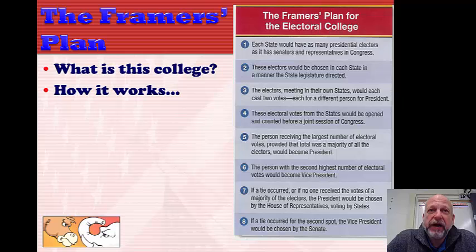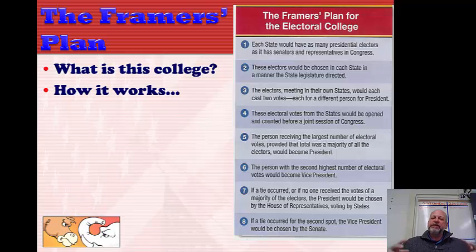So here in Virginia, we have 11 representatives plus 2 senators, and that gives us 13 electoral college members. California has 53 representatives and 2 senators. That gives them 55 people in the Electoral College. Wyoming has 1 representative and 2 senators, and therefore 3 members in the Electoral College.